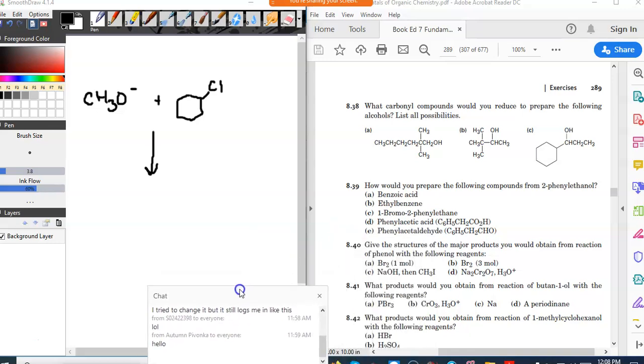You would just attach your CH3O in place of the chlorine? Chlorine, yep, exactly. So that would be your product. All it is, the lone pairs here, just like the SN2, this would attack the carbon, and then you take out the chlorine.